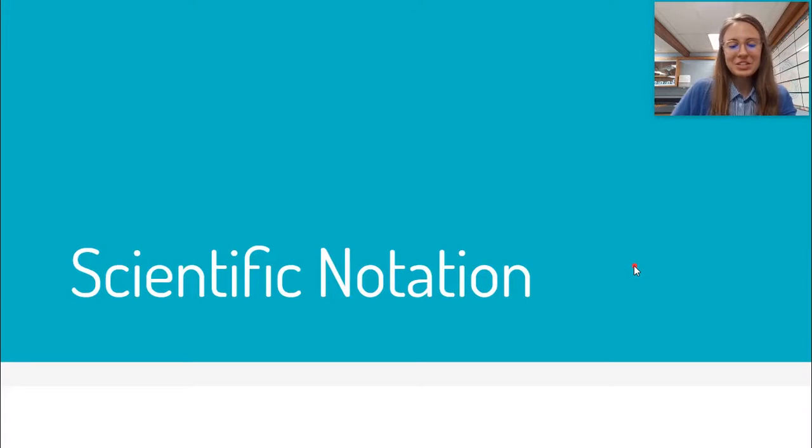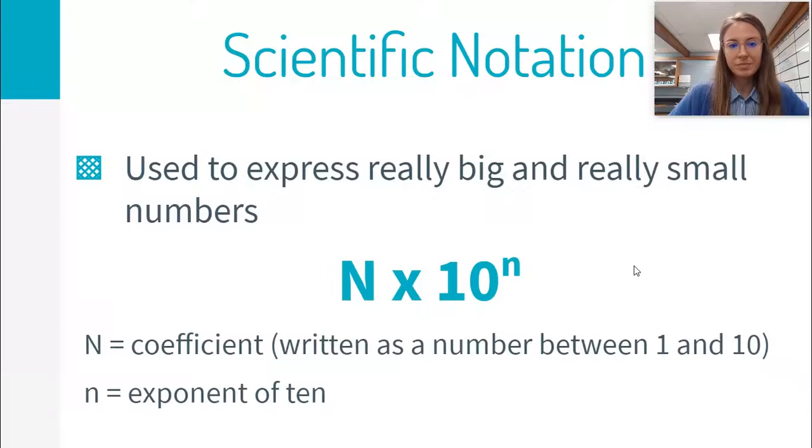In this video, I'm going to talk about scientific notation in general, and then we'll get into converting numbers between scientific notation and standard form. So to start, just general knowledge about scientific notation. Scientists really just use this as a way to express really, really big numbers and really, really small numbers instead of having to write out all the zeros that would be involved with those kinds of numbers.